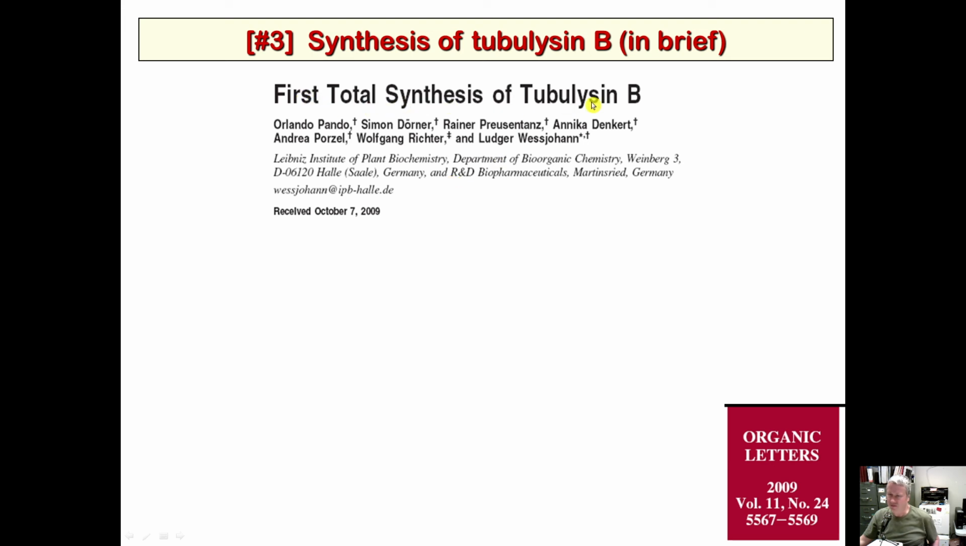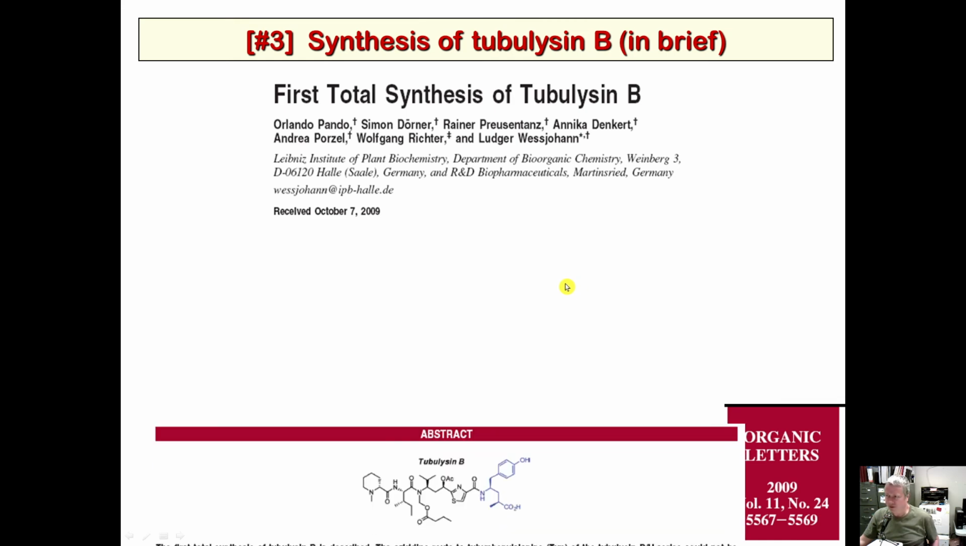First, total synthesis of tubulysin B. It was a chemistry achievement to make this molecule by organic synthesis. We love organic synthesis. I love organic synthesis. Maybe you do too. I don't know. So let's talk about the chemistry of this a bit.